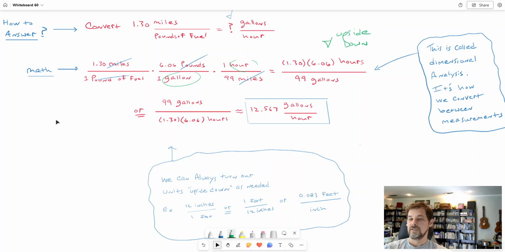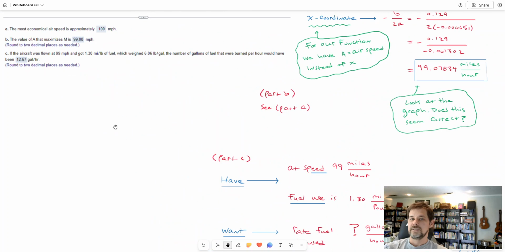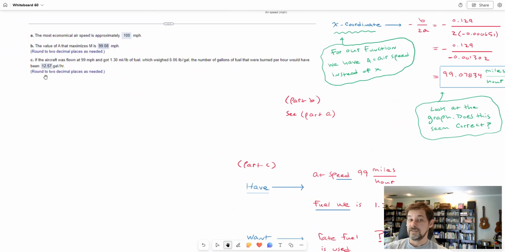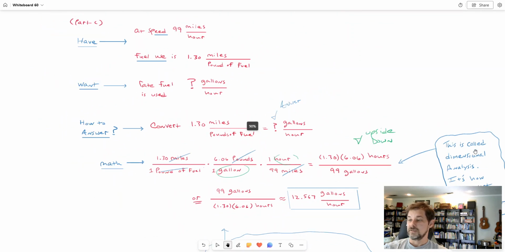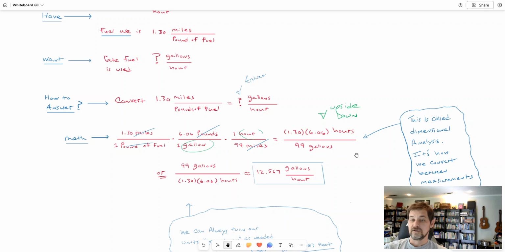So let's look back up here, 12.567, okay. Is that the answer? 12.57. Yes, if you round to 2 decimal places, it is 12.57 gallons per hour. All right. Okay. So this is called dimensional analysis. It's how we convert from some measurement that we have to some other measurement we want. We just write our additional information in a way that we cancel the measurements we don't want to be there, and we introduce the ones that we do.